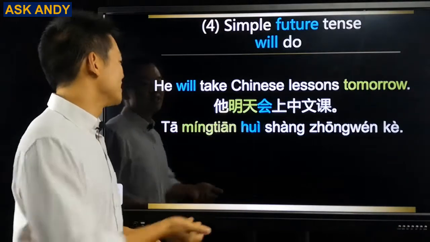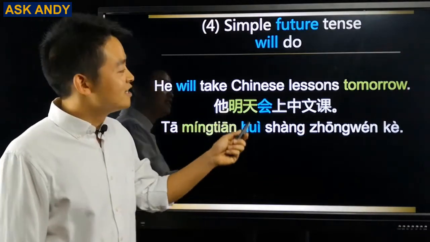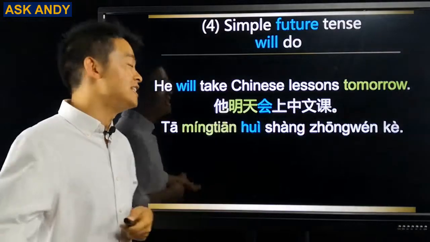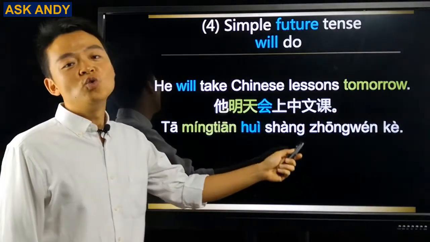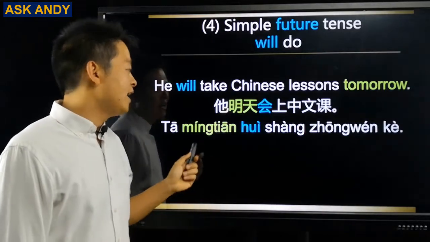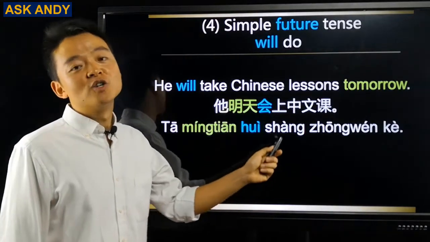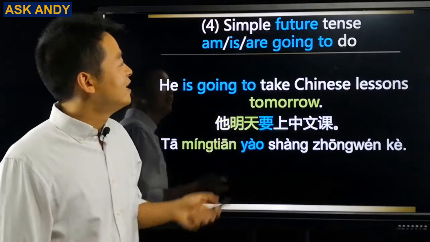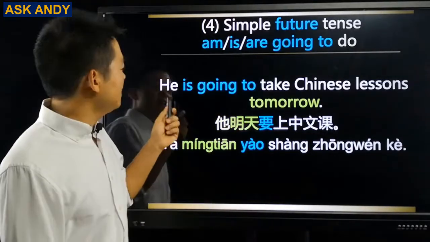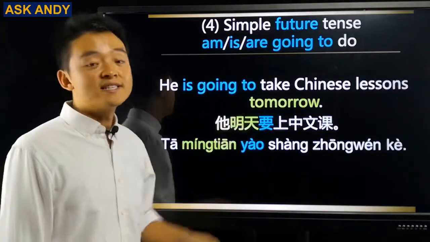This is easy. The example is, he will take Chinese lessons tomorrow. In Chinese, it is, 他明天会上中文课。Nothing difficult. Let's move on with another one. Am, is, are going to do. He is going to take Chinese lessons tomorrow.